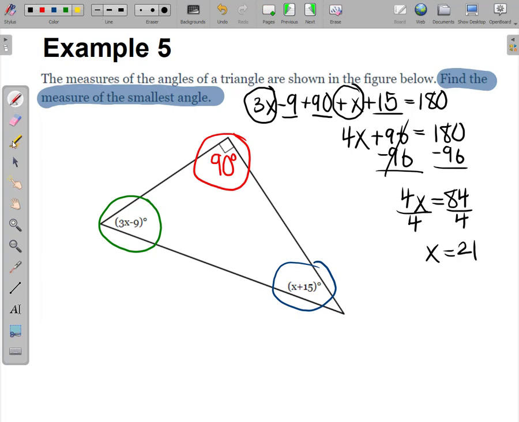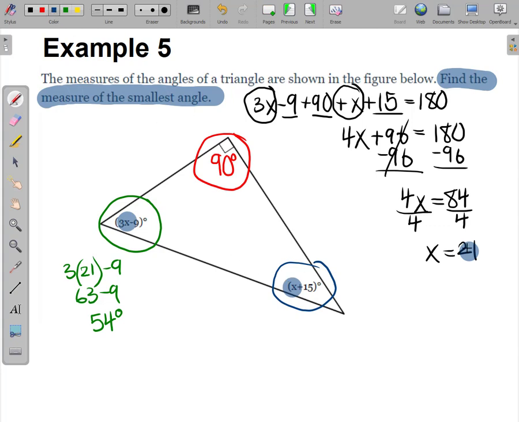Now that I have 21, I'm going to plug in 21 in here for x and in here for x. So using green, I would have 3 multiplied by 21 minus 9. I'd have to multiply before I subtract because that would be order of operations. So that's going to give me 63 minus 9. And 63 minus 9 is 54. So that's 54, that's 90. I guess I could subtract 54 from 90 because that's what it should add up to.